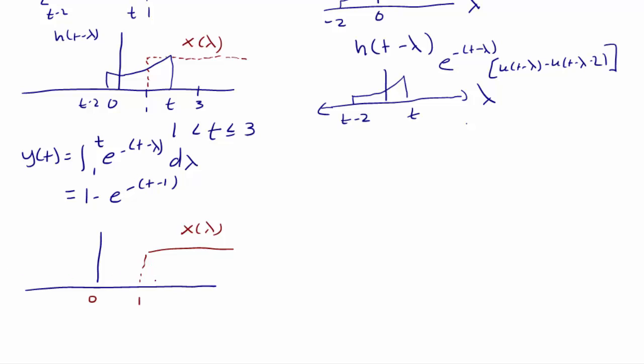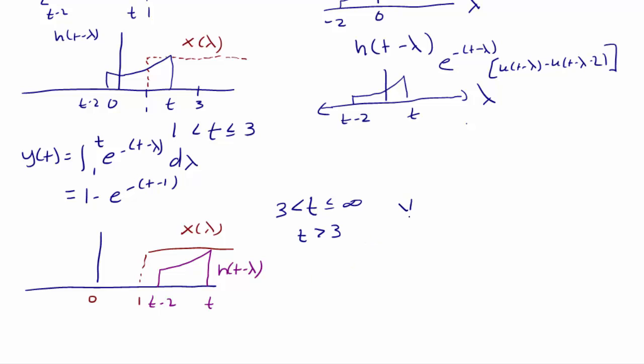And now we have h of t minus lambda here. So here's t minus 2, and this is h of t minus lambda. So this region represents where t is between 3 and infinity, or where t is greater than 3.